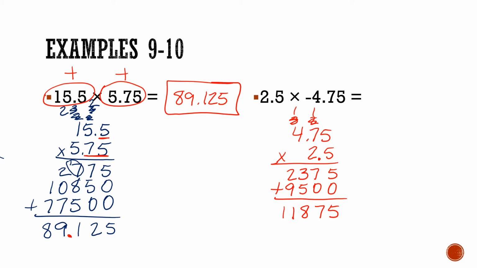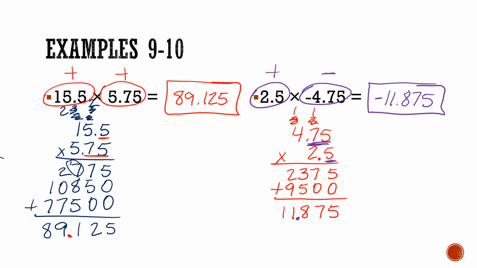Remember to count your decimal places. So we had 2 here, 1 here for a total of 3. So we have to move over 3 decimal places. And we get 11.875. We had a positive number multiplied by a negative number, so that's not matching socks, which will give us a negative product of negative 11.875.